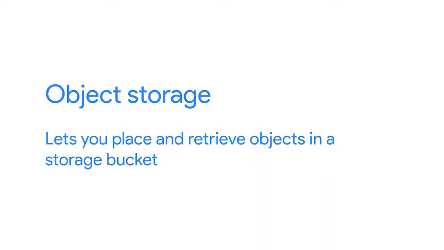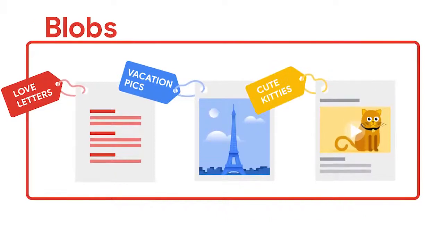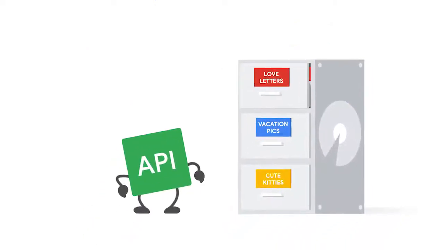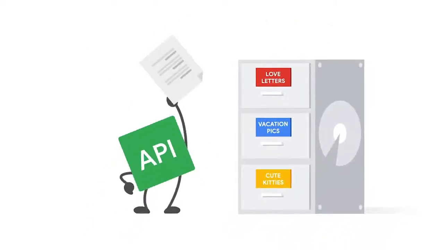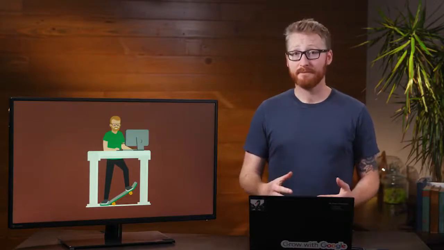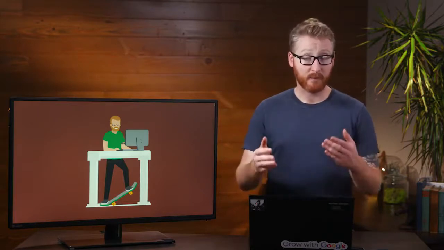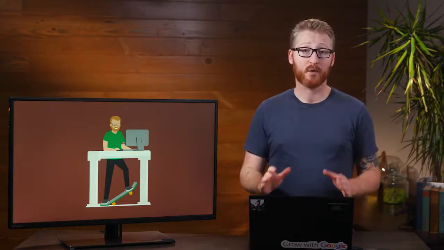Object storage lets you place and retrieve objects in a storage bucket. These objects are just generic files like photos or cat videos, encoded and stored on disk as binary data. These files are commonly called blobs, which comes from binary large object. And, as we called out, these blobs are stored in locations known as buckets. Everything that you put into a storage bucket has a unique name. There's no file system. You place an object into storage with a name, and if you want that object back, you simply ask for it by name.